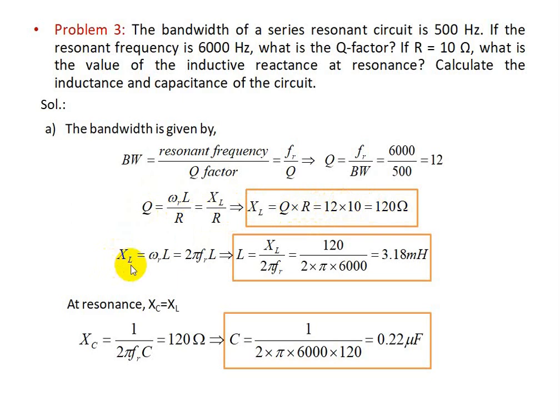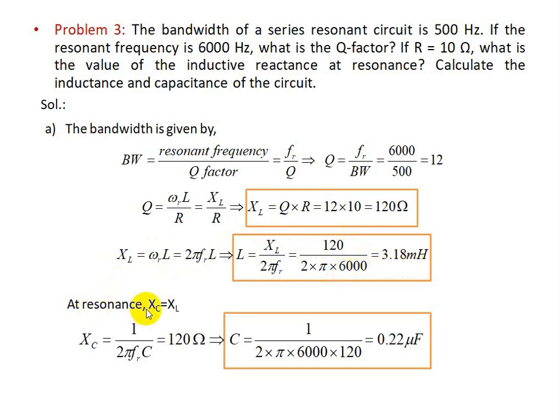Next, after knowing XL, we know that XL is equal to omega R into L, which can be written as 2 pi Fr into L. So find inductance L from the formula XL divided by 2 pi Fr. Substitute the values, XL is known and Fr is known, and you will get the value as 3.18 millihenry.